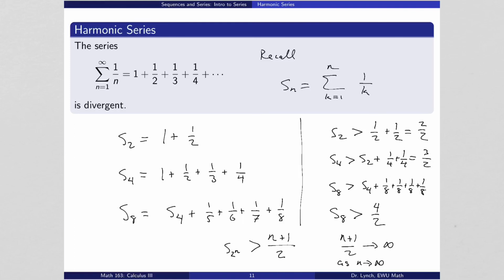So again, just a quick take-home message. The take-home message is that the harmonic series is divergent, and this is just one of the series that we know always diverges.